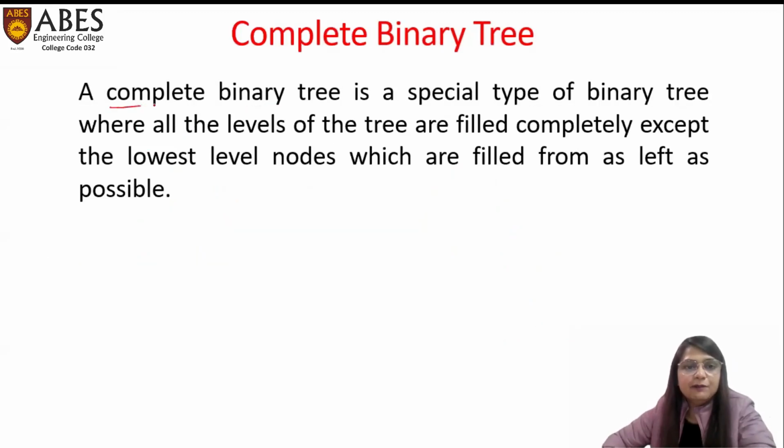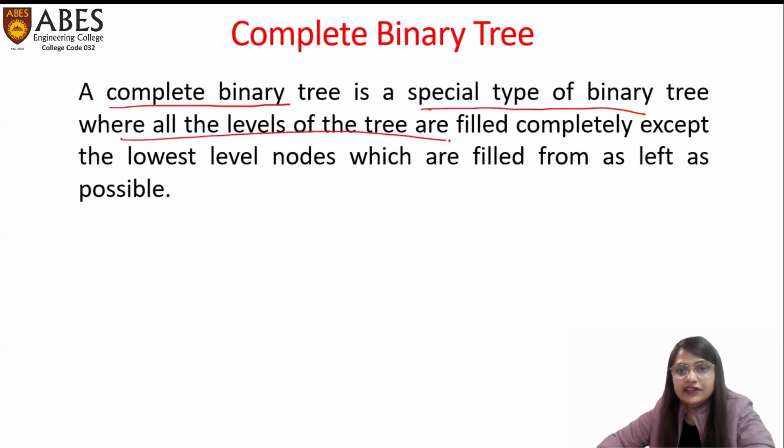There is a term complete binary tree. If I talk about a full binary tree, we have seen that a node can have either 0 or 2 children. One as a child is not allowed. But a complete binary tree is a special type of binary tree where all the levels of the tree are filled completely, but there is a freedom that the last, lowest level is filled as far left as possible.